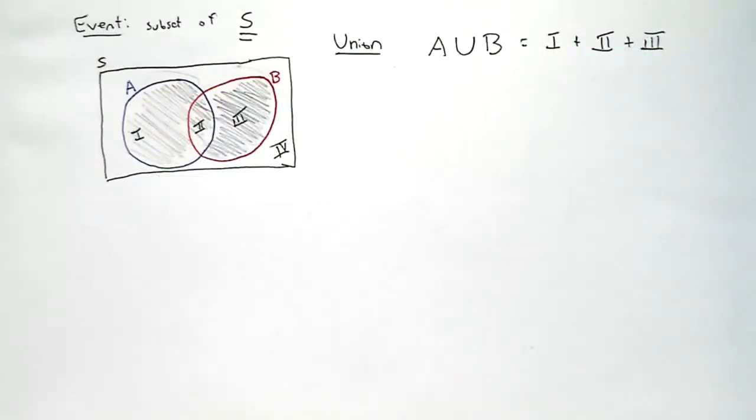Does that make sense so far? Union, everything in either one. If it's in A, it's part of the union. If it's in B, it's part of the union. If it's in both, it's also part of the union. Does that make sense? Good.